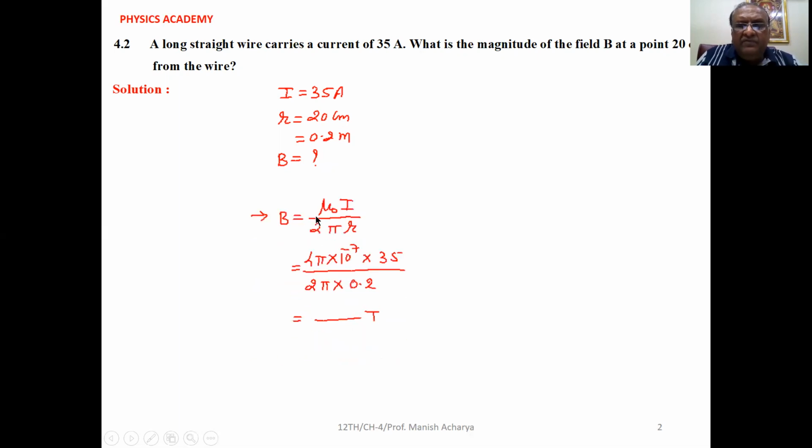Now magnetic field at any point due to current carrying wire, for that we have equation B equal to mu 0 I upon 2 pi R. Mu 0, that is 4 pi into 10 raised to minus 7. I, that is 35. 2 pi. R, that is 0.2. Now solve this one. You will get the magnetic field at the given point. Clear to all of you?